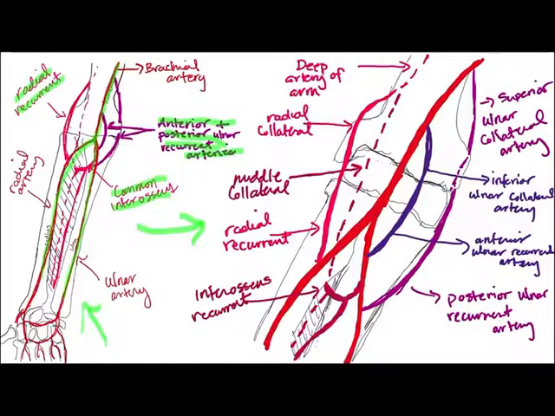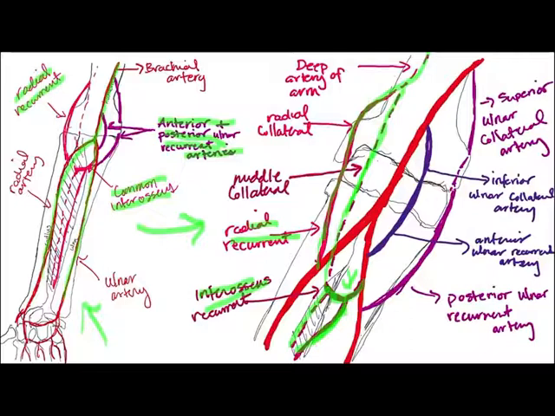So starting on the radial side, we see that the deep artery of the arm branches into the radial collateral and middle collateral arteries. The radial collateral turns into the radial recurrent and then merges with the radial artery. However, the middle collateral becomes the interosseous recurrent and pokes through in between the radius and ulna. It then sends off the anterior and posterior interosseous arteries. It also continues on to become the common interosseous and then finally merges with the ulnar artery.